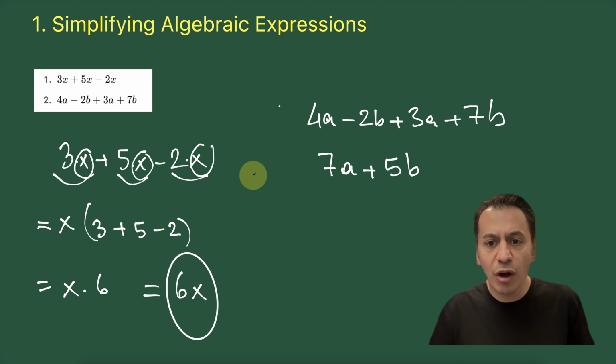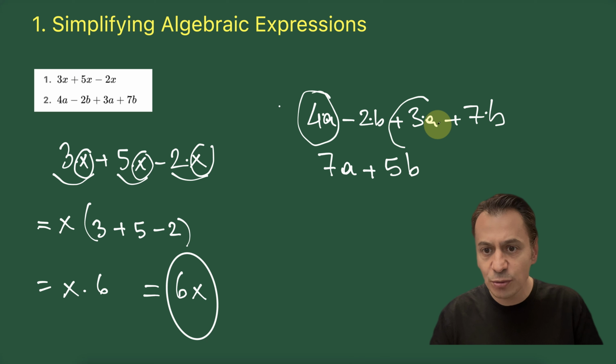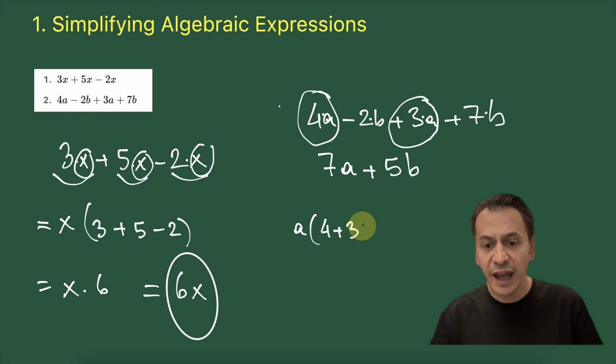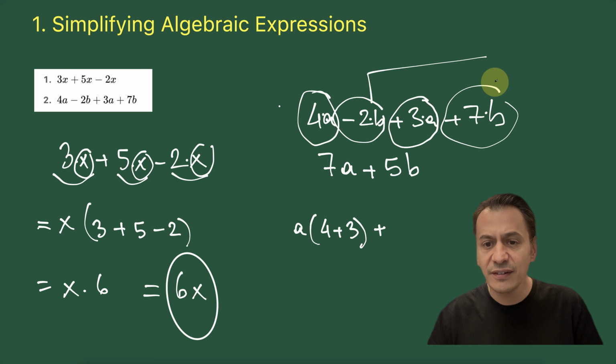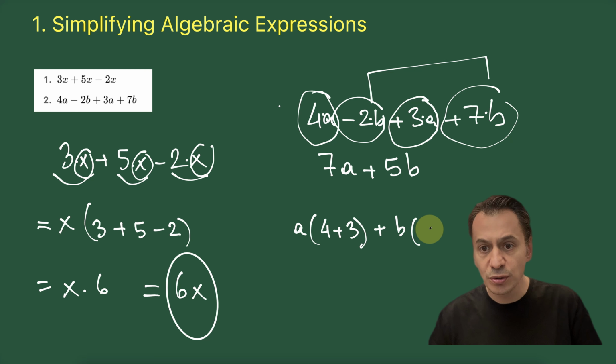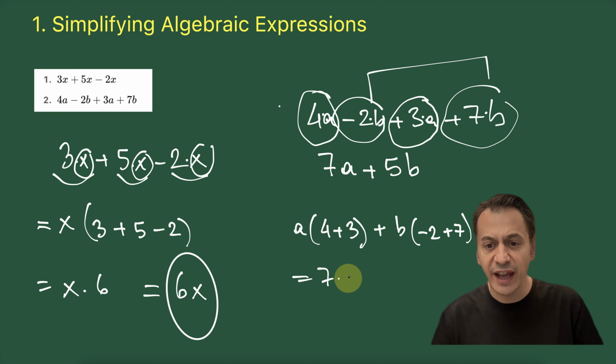What's actually going on is there's a multiplication sign in between the unknown and the coefficients, and actually you take this and you take this one and factor out a, just like we did before. And let's continue doing this. Now the common factor in these cases would be b. So I factor out b and write minus 2 plus 7. And the result is 7a plus, this makes 5, 5b.